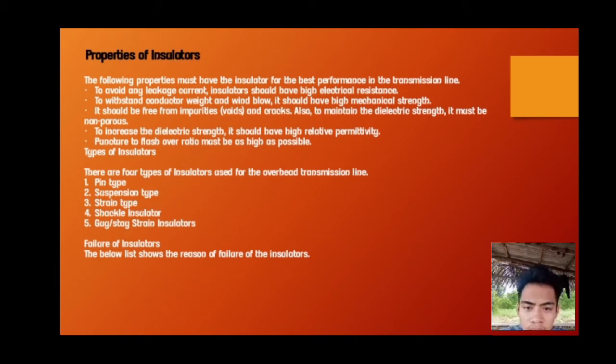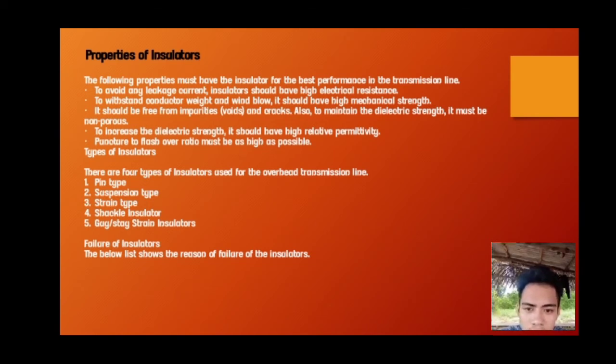Second, to withstand conductor weight and wind blow, it should have high mechanical strength. Third, it should be free from impurities, voids, and cracks. Also, to maintain the dielectric strength, it must be non-porous. Next, to increase the dielectric strength, it should have high relative permittivity. Next, the puncture to flashover ratio must be as high as possible.